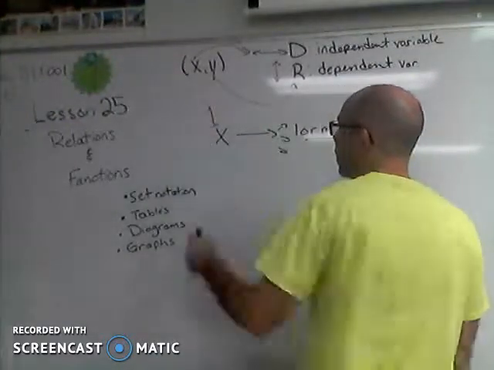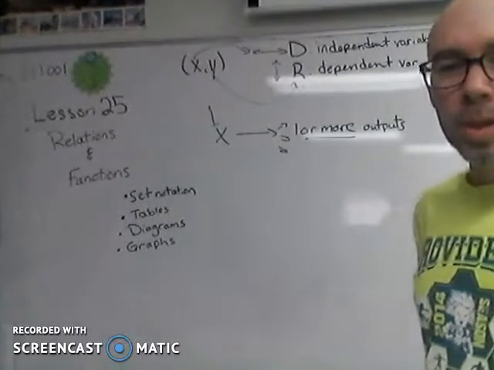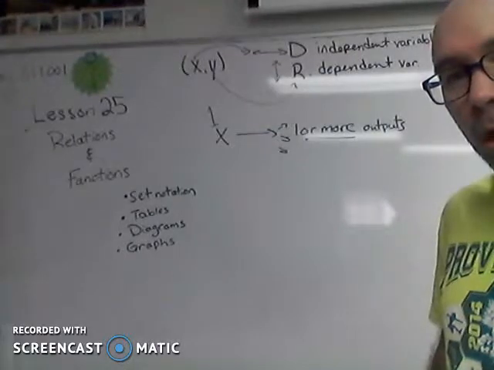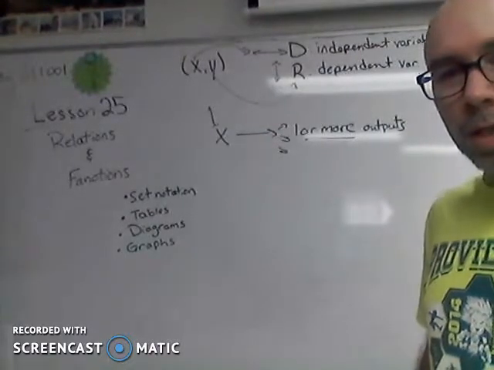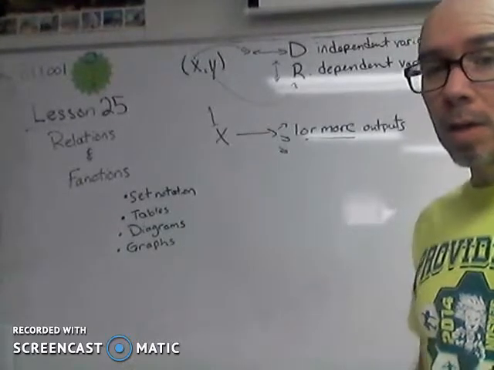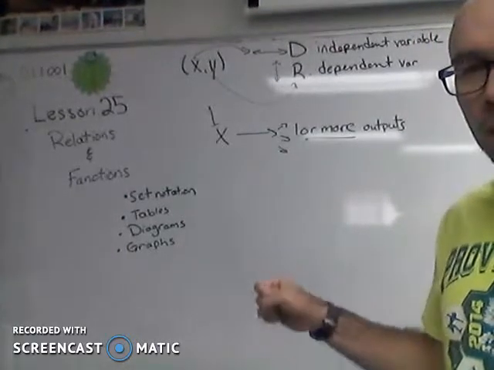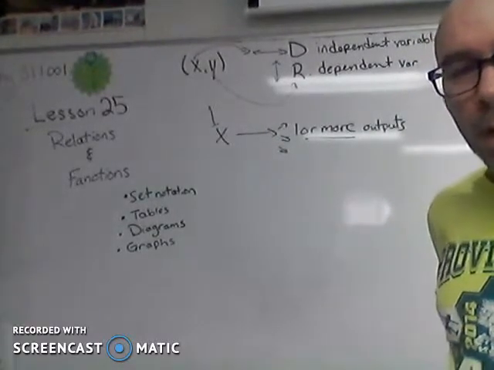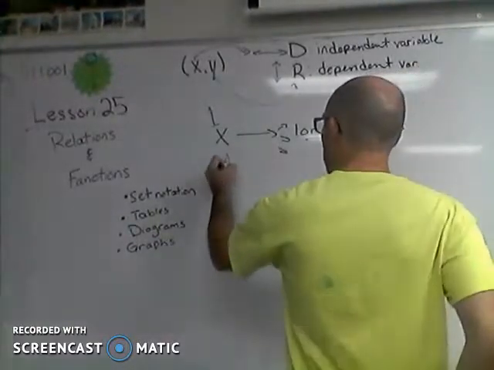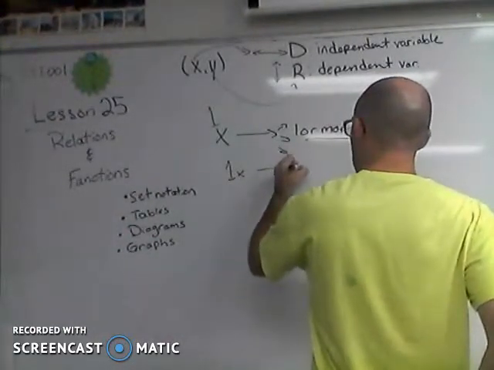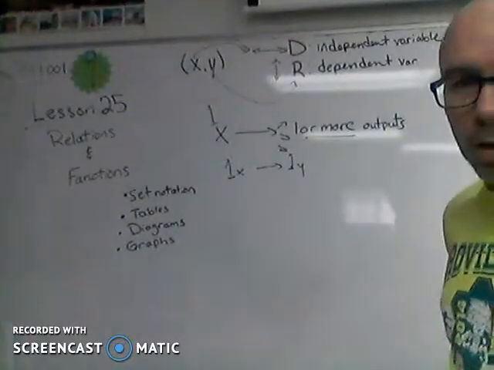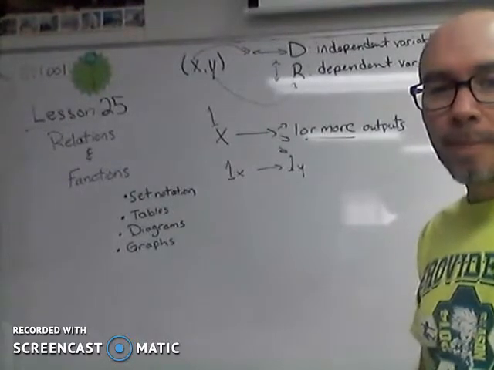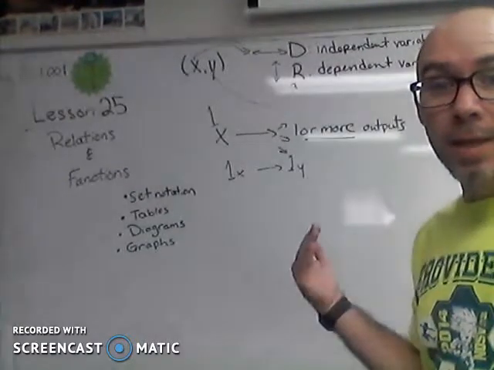Put in one thing over here, you run it through your machine, and then out comes one or more outputs. And the relation thing is that it can be one or more, right? So let's say you put in the number 2 and out comes the number 4 and -4. That's a relation. It's a function if you put in one thing over here and you get one thing over there. Put in an x and you get out one number for a y. That's what makes a function different.